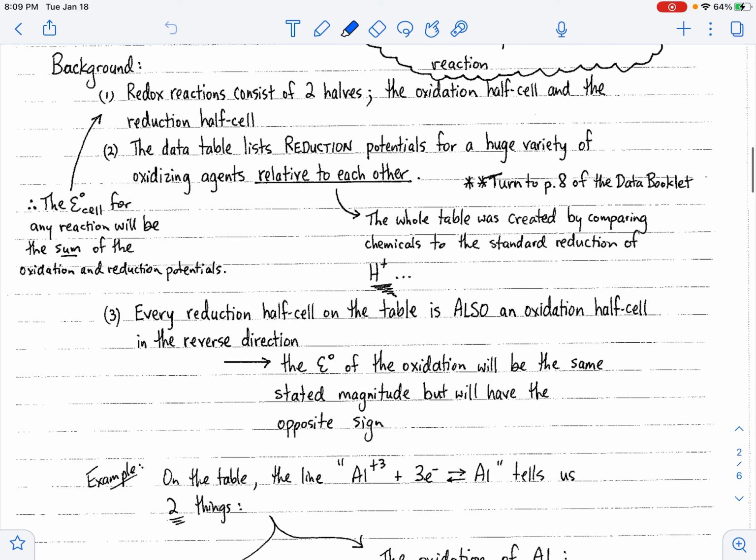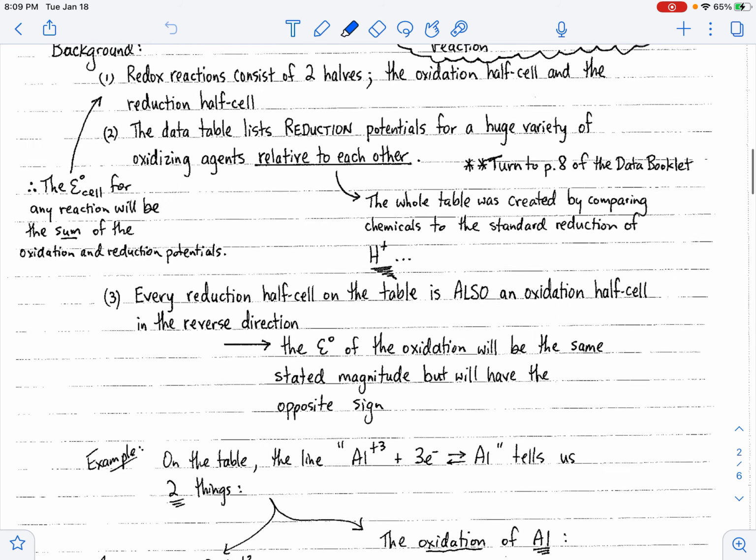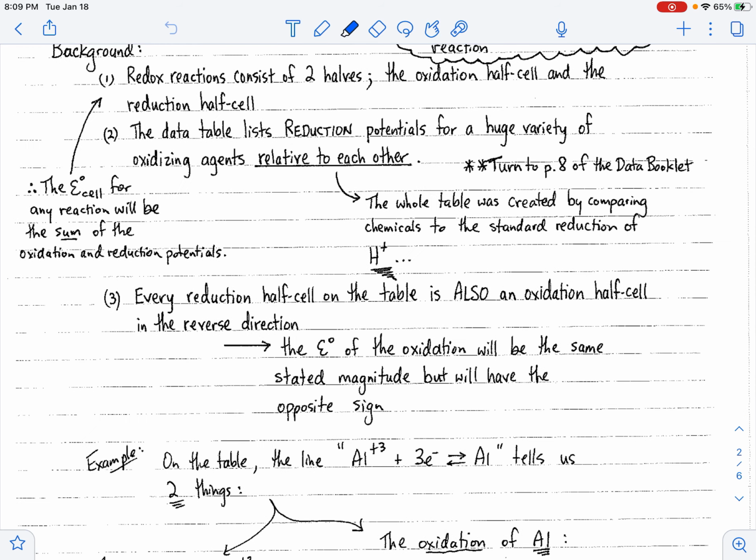Number three, every reduction half cell on the table is also an oxidation half cell, and that's what I was talking about. If you look at it in the reverse direction, as you go from right to left on that table, you're actually thinking about the oxidation of that thing that's on the right. The arrow there for number three, so this is a pretty critical statement right here. Okay, so I'm going to highlight it here and emphasize it.